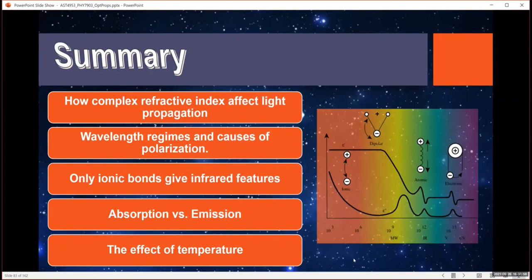So what have we talked about in this video? We've gone through how the complex refractive index affects the propagation of light. We've talked about the wavelength regime that causes the polarization, that is the physical reason that light is absorbed. We talked about how only ionic bonds are going to give us infrared features. So for covalent bonds like carbon, you're not going to have any big infrared features of absorption; you're just going to have absorption across generally. We talked about what's going on when we've got absorption with cold solid material and emission with warm material. And then we talked about what other effect temperature has.